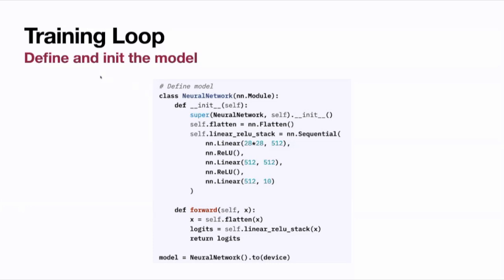Then define and initiate the model. As you might guess, initiation happens here, the same as in object-oriented programming. Initiation is when you create an instance of the class. So first you define the class, and then you create an instance of this class. You send this instance to some device. Your device could be CPU, GPU, TPU, or other computational resources.